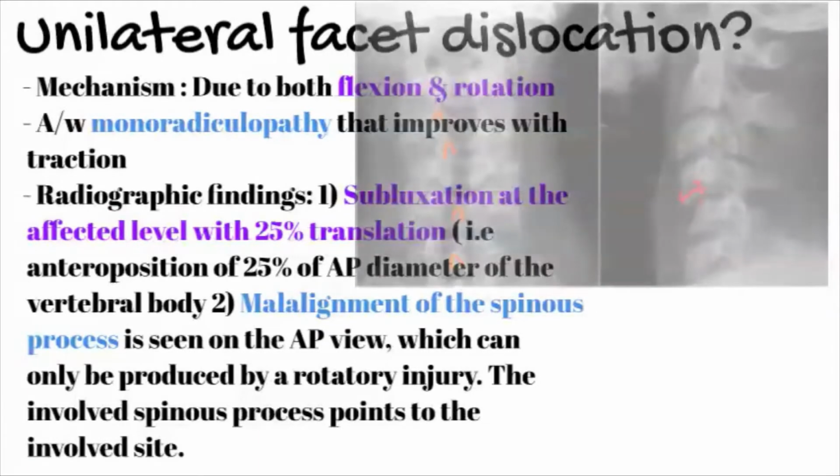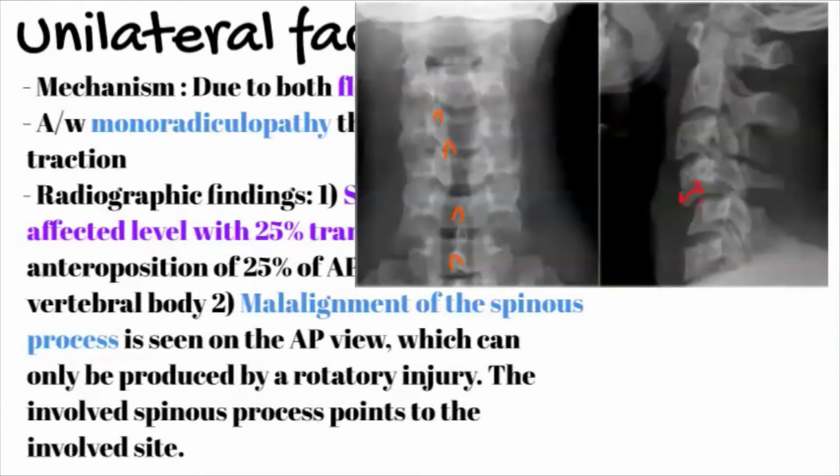This X-ray illustrates a unilateral facet dislocation at the C4, C5 level. From the AP view, there is a malalignment of the spinous process. From the lateral view, there is a 25% translation or anterolisthesis of 25% of the anteroposterior diameter of the vertebral body.